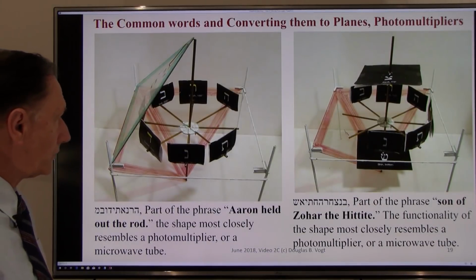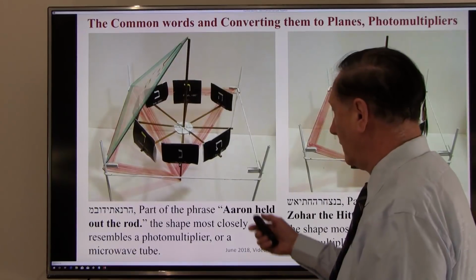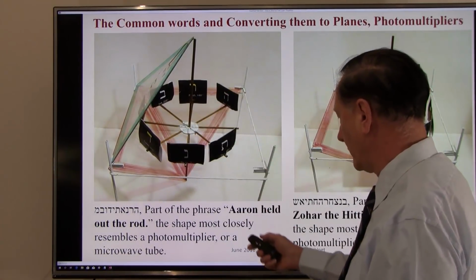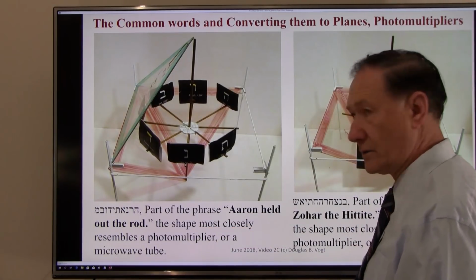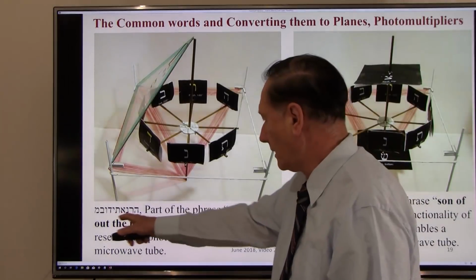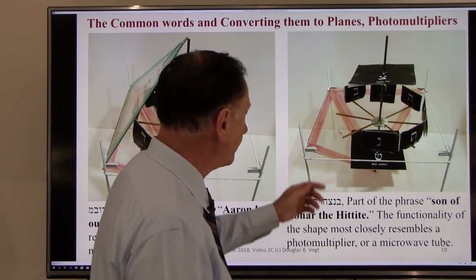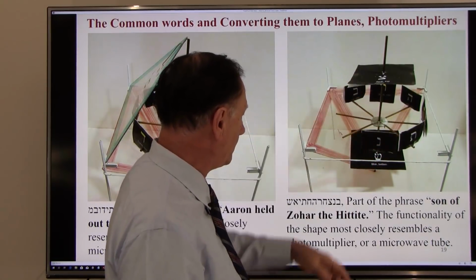I found 2, this one especially. Of the 8 letters, it's 7 of them. It's all around here. The only one missing is over here. Aaron held out the rod. Interesting. These are the letters that make it up. This one is son of Zohar the Hittite. It's missing 2, but it goes all around with the top and the bottom information.